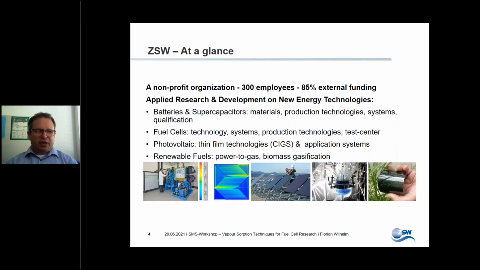We're working on applied research and development on new energy technologies, specifically batteries and supercapacitors, where we're working on materials, production technologies, and systems qualification. Then fuel cells, as you will hear today, where we're working on technology, systems, and production technologies. We're operating a test center and developing stacks. Photovoltaics, where we're especially working on thin film technologies and application systems, and the field of renewable fuels, where we're working on power-to-gas technology and biomass gasification. So that's a real broad range of topics, all related to renewable energies, and I would say all of them hot topics as of today and for our future.